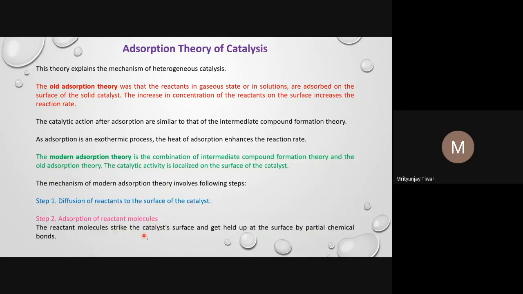The reactant molecules strike the catalyst surface and get held at the surface by weak, partial chemical bonds. This is because on the surfaces of solids, the atoms in the bulk have their bonds saturated, with all valencies completed, but some atoms at the surface show unsaturation, so those valencies are still available, and thus we see adsorption. In adsorption, we see chemical bond formation.